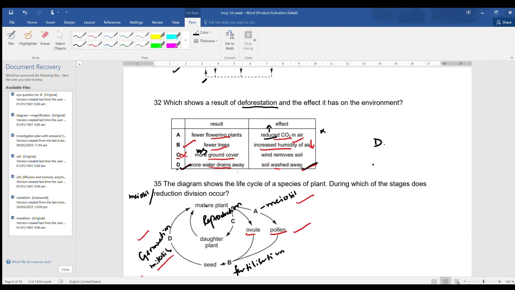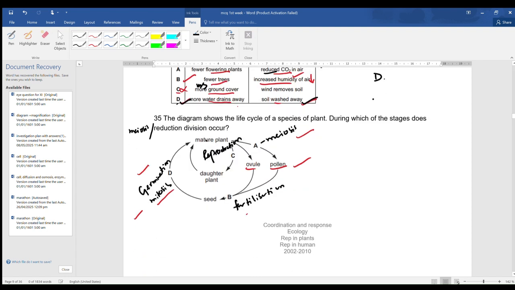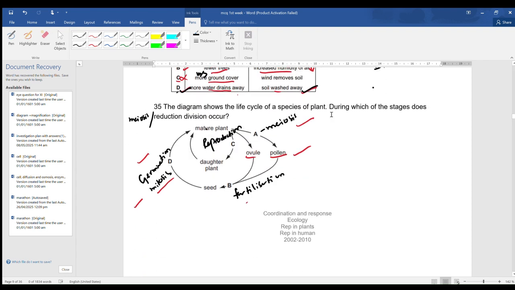Now, look at question number 35. The diagram shows the life cycle of a species of plant. During which of the stages does meiosis or reduction division occur? We know that meiosis occurs during the formation of pollen or in the formation of ovule. Therefore, it is meiosis. And when they fuse together, they form seed. So, seed is fertilized ovule. Okay.